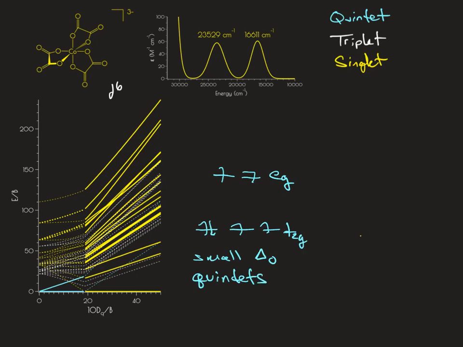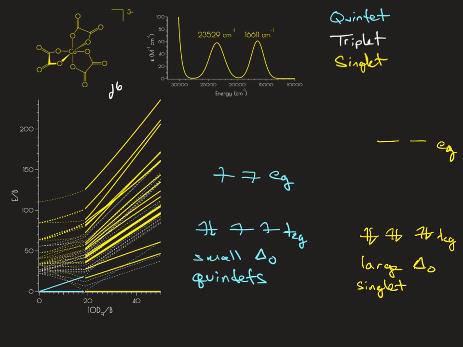Increasing delta O will change the spin state. So when delta O becomes large relative to the pairing energy, all of the electrons will occupy t2g orbitals, leaving an empty eg set. So all 6 electrons will be in those t2g orbitals, and this will result in a singlet ground state. This is reflected in the Tanabe-Sugano diagram.